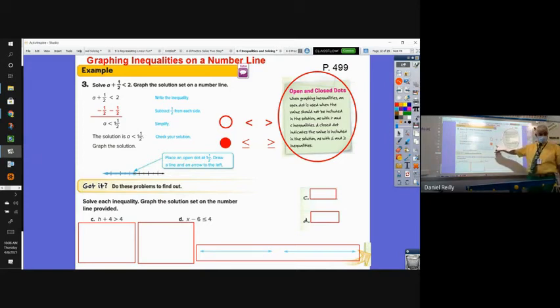If it's an equal to symbol, then that border value is part of the solution, and we show that by putting in a closed circle, a filled-in dot, instead of an open dot.